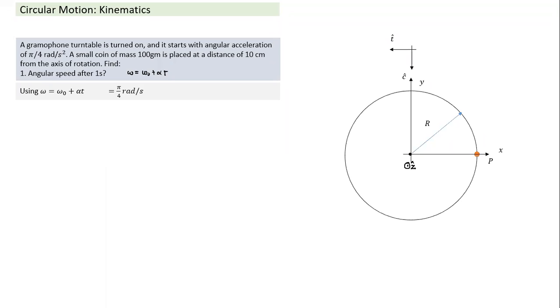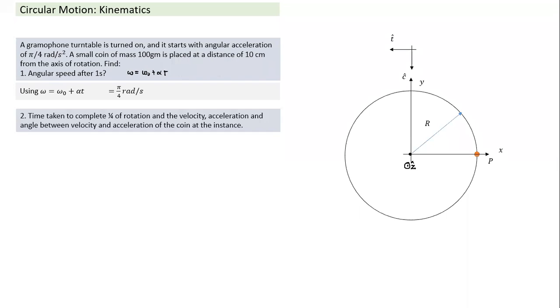As the coin keeps moving, the centripetal direction and tangential direction also keep on changing. When it comes to this point here, this is the direction. Now the second part: what is the time it will take to complete 1/4 rotation? And when it completes 1/4 rotation, at that instant, what is the velocity, what is the acceleration, and what is the angle between velocity and acceleration of the coin? That's what we need to calculate.